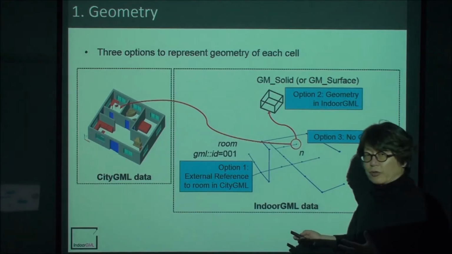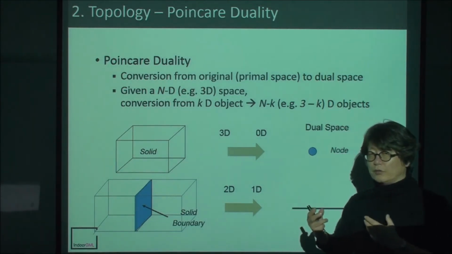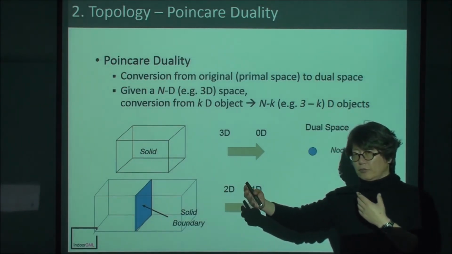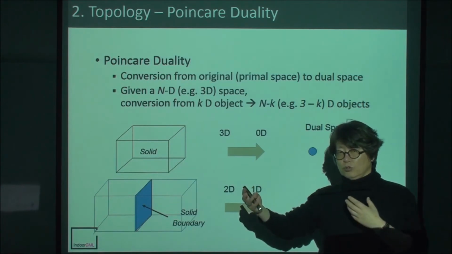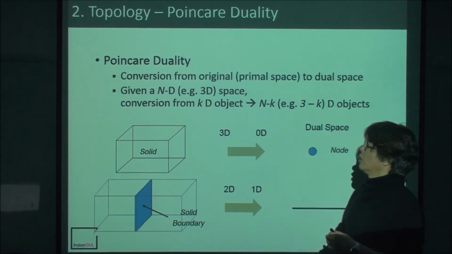This is the geometry. And the second one is the topology between two cells, to explain the relationship between two cells. This is one of the key concepts of IndoorGML.